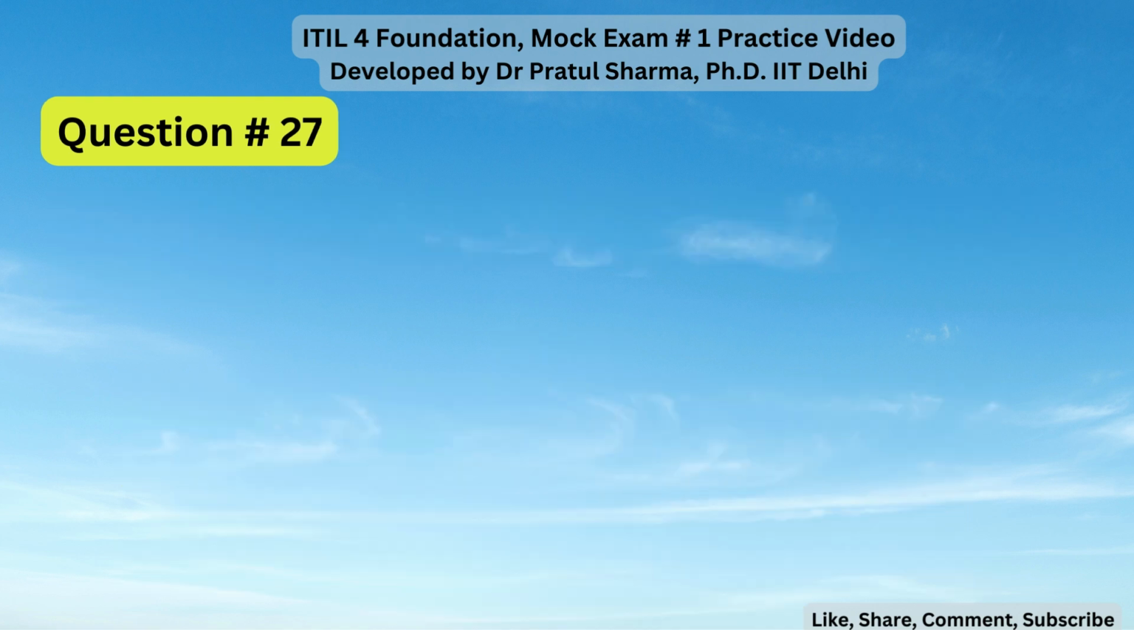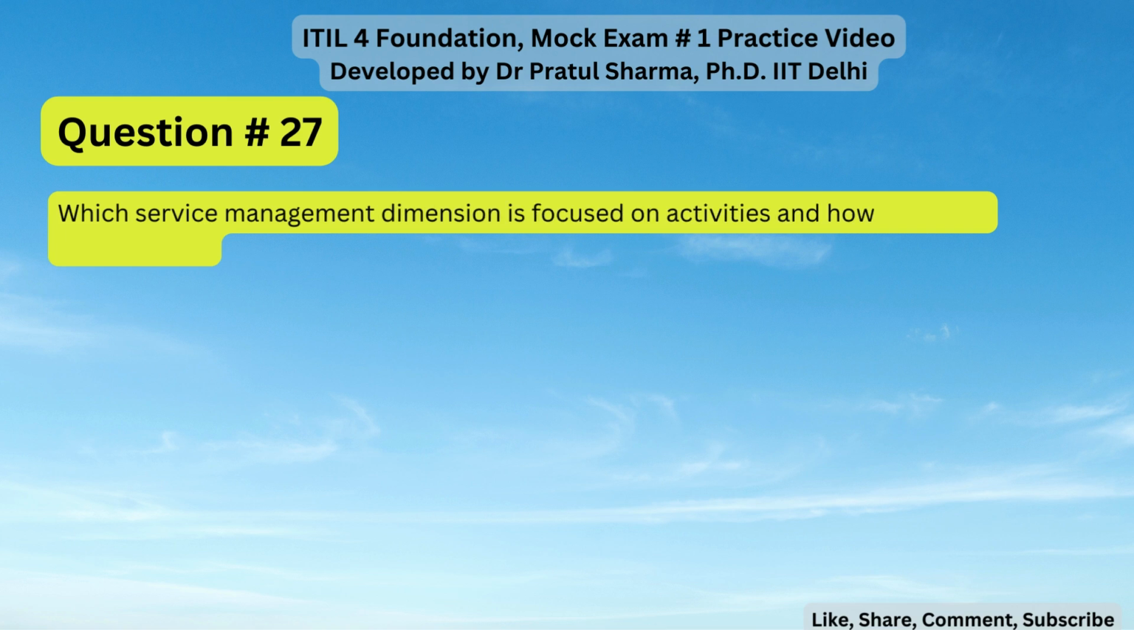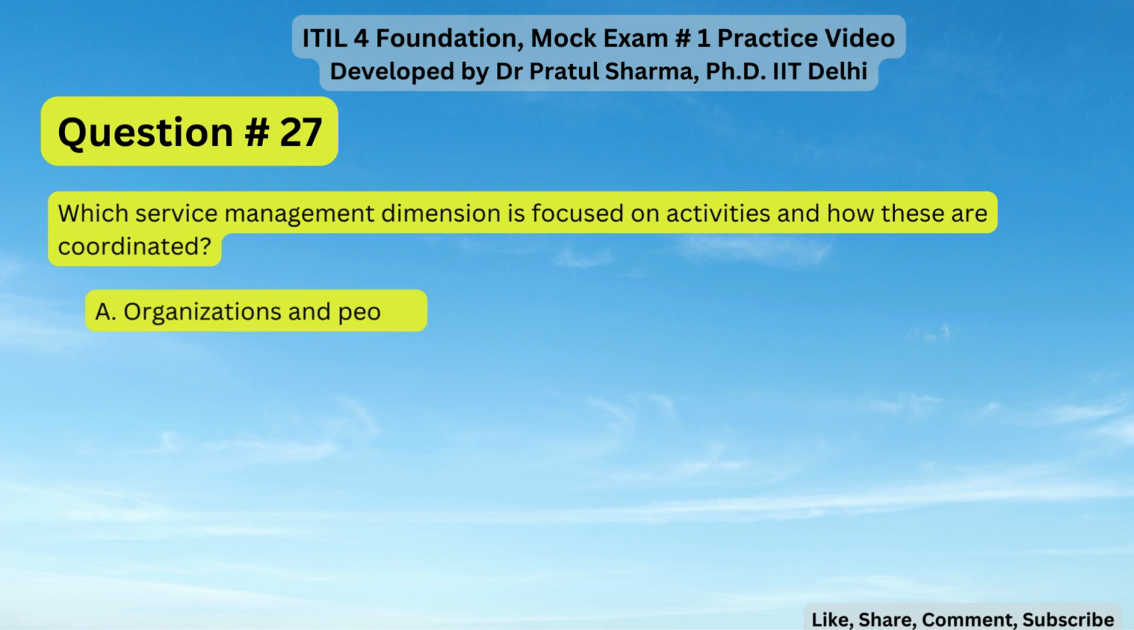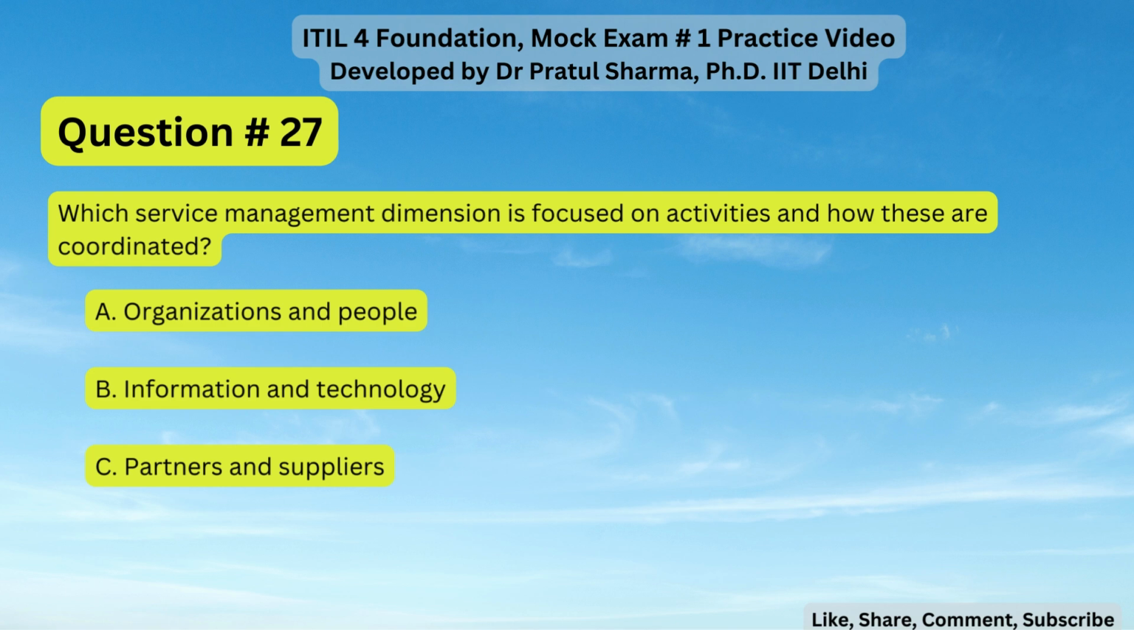Question number 27. Which service management dimension is focused on activities and how these are coordinated? A. Organizations and people. B. Information and technology. C. Partners and suppliers. D. Value streams and processes.